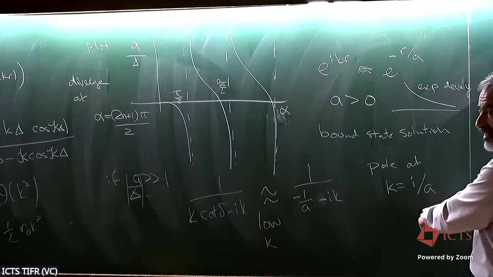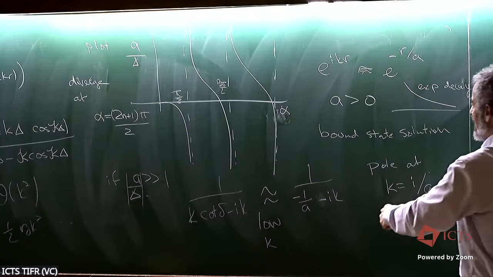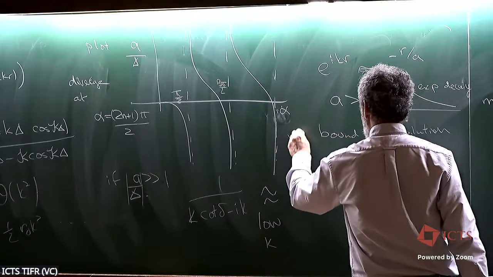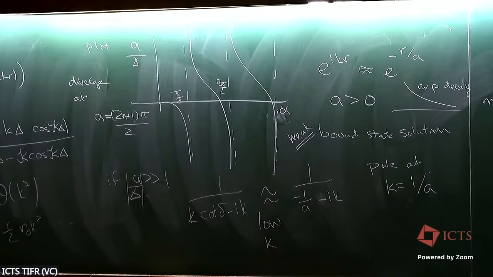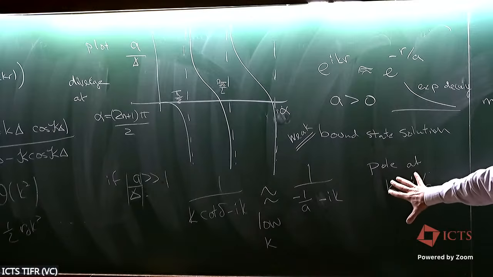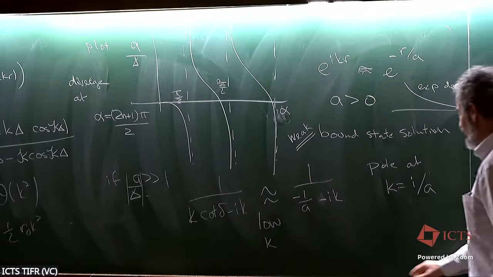And because I'm looking at the case of a very large A and k is small in magnitude, that means a weak bound state solution. The large positive A corresponds to a very weakly bound state. Now, large negative A also corresponds to a pole in the amplitude, but it's exponentially growing. It's not a physical state in a Hilbert space. So it's called a virtual state.